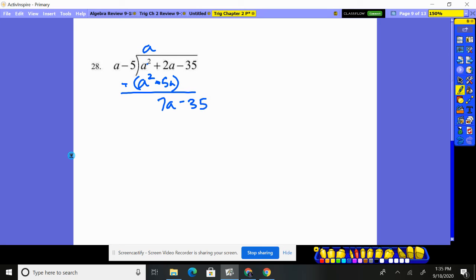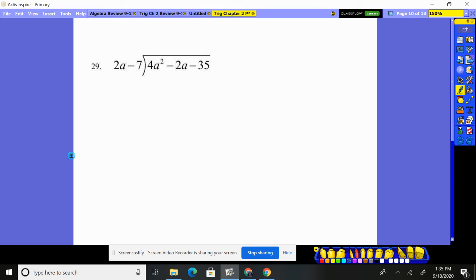Bring down my 35. I was wrong, it's perfect. A goes into 7a 7 times. 7 times a, 7a. 7 times the 5 is 35. And I subtract the whole thing. And yes, it goes with no remainder.